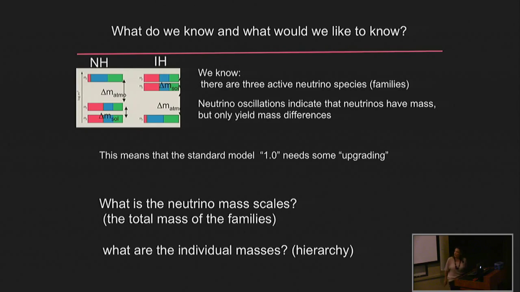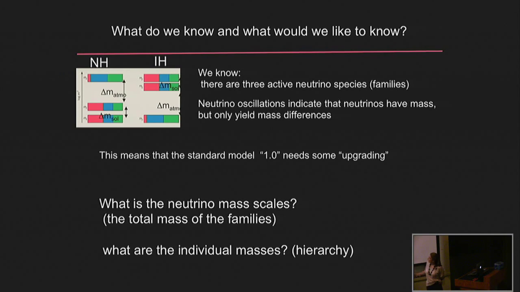All right, so since this is not the usual audience I talk about these things to, let me introduce a little bit of background. What do we know and what would we like to know about neutrinos and their relation to cosmology? From particle physics experiments, we know that there are 3 active neutrino species, sometimes called families, and neutrino oscillations, which you may have heard about because of the Nobel Prizes, indicate that neutrinos have mass, but can only yield mass differences. They cannot tell you what the absolute mass scale is.